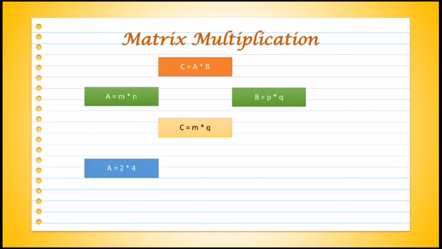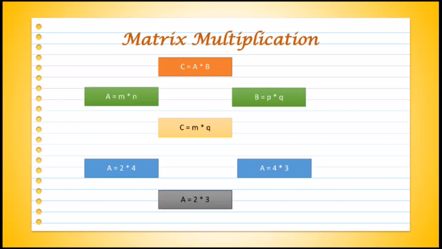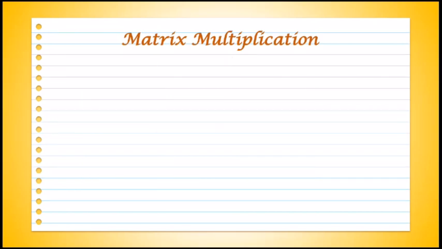Suppose the order of the first matrix is 2 into 4, that is 2 rows and 4 columns, and the order of the second matrix is 4 into 3, that is 4 rows and 3 columns. Now if you see, the value of n and p is the same, which means we can perform multiplication, and the resultant order will be 2 into 3, that is m into q. Now we will take two matrices and see how we calculate matrix multiplication.